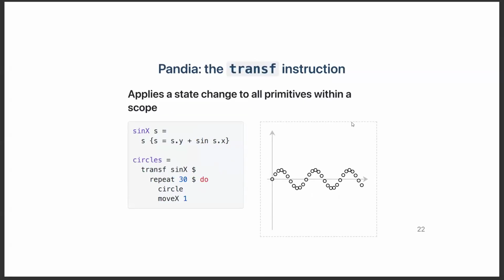And now for the last and fourth instruction, which is the transformation, what happens is that we can apply a transformation to each individual primitive that is within its scope. So for instance, here, the scope of the transformation is given by indentation, and we draw a line of circles that are all aligned. So we have 30 circles that are all aligned, and we apply a sinus function vertically to the position of each of the circles.